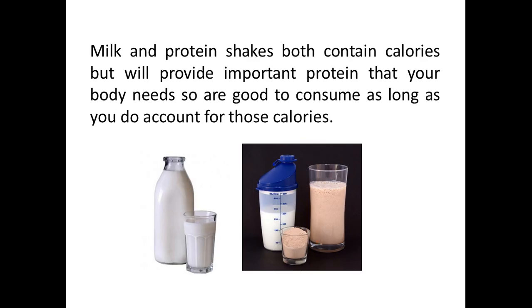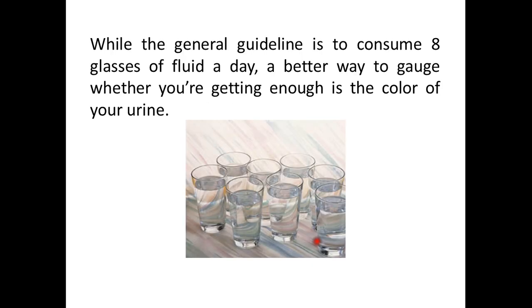Milk and protein shakes both contain calories, but also provide important protein that your body needs. So make sure you account for those calories. Just make sure though, because milk is very high in sugar. It has lactose in it, so a glass of milk can have anywhere from 12 to 13 grams of sugar. So make sure you're watching your overall sugar intake. Skim milk is obviously better. It's much lower in calories, so you can't really avoid the sugar within it, but you'll reduce the fat, thus decreasing your overall calorie intake.